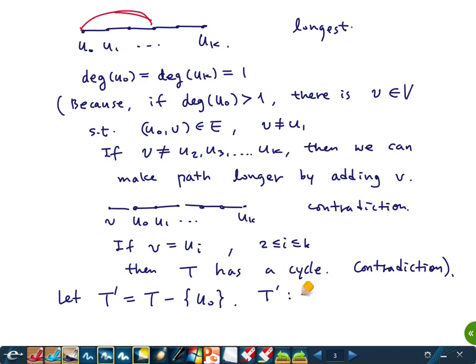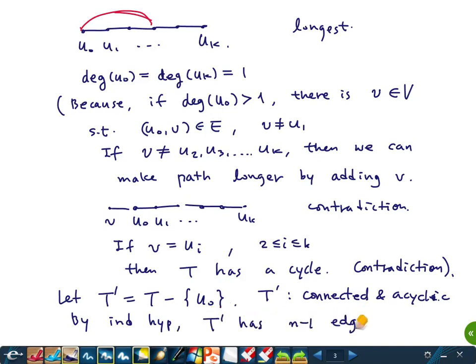Is it connected? Yes, it's connected because we deleted a vertex of degree 1, so it's still connected. Is T prime acyclic? Yes. Already in T, we didn't have any cycle. If we delete one vertex, it cannot have any cycle. But what is the number of vertices in T prime? n. And by the induction hypothesis, T prime has n minus 1 edges, right? Because 3 is true.